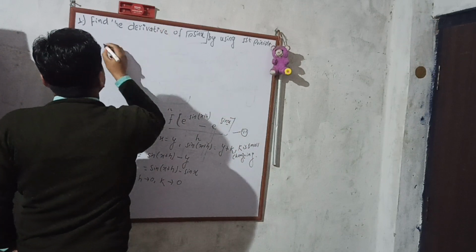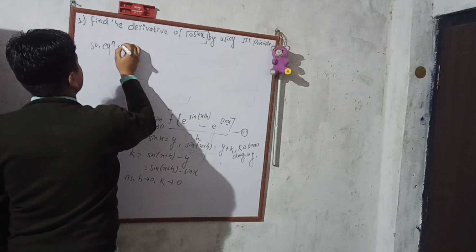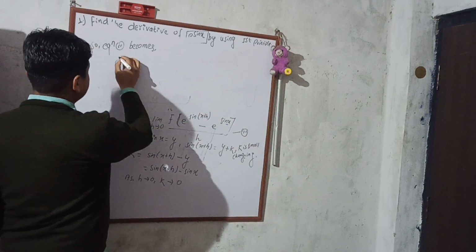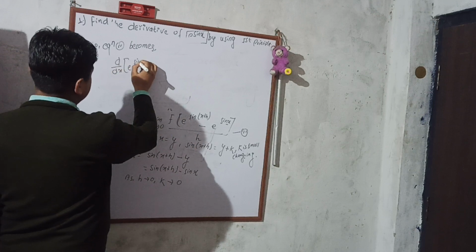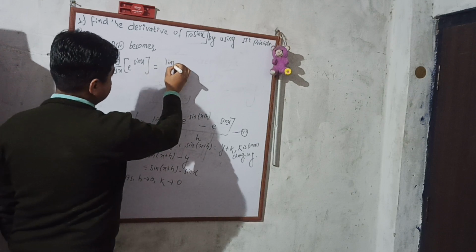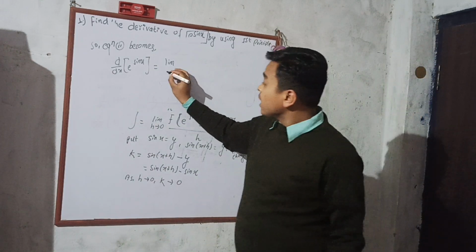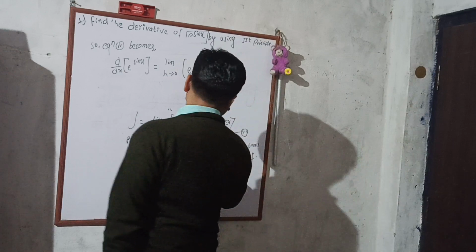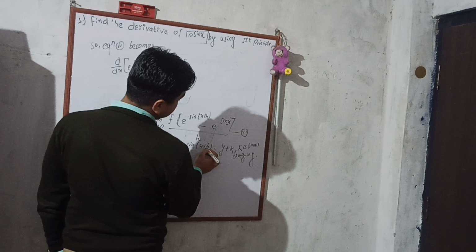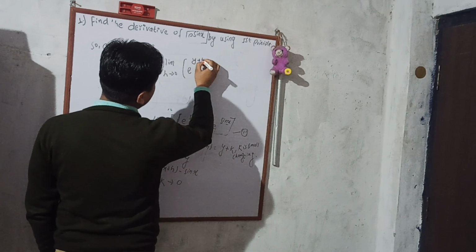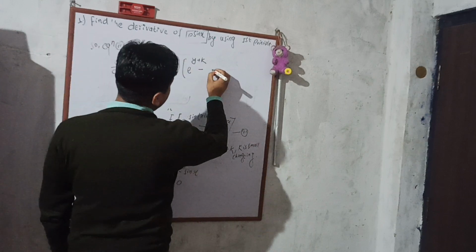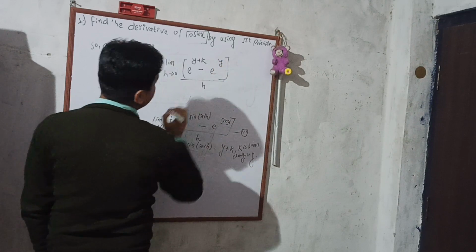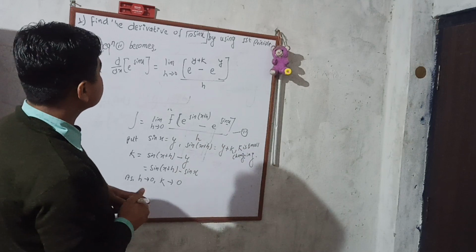So equation 2 becomes d by dx of e to the power sin x is equal to the limit h tends to 0 of e to the power sin(x plus h), which is y plus k, minus e to the power sin x, which is y, divided by h.